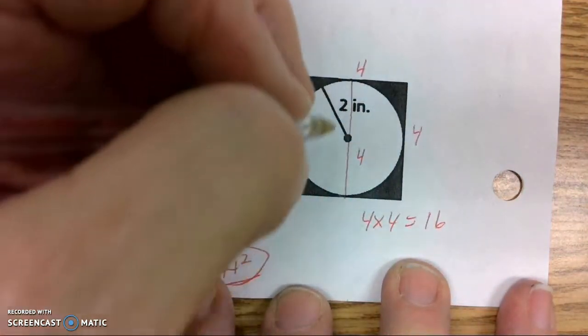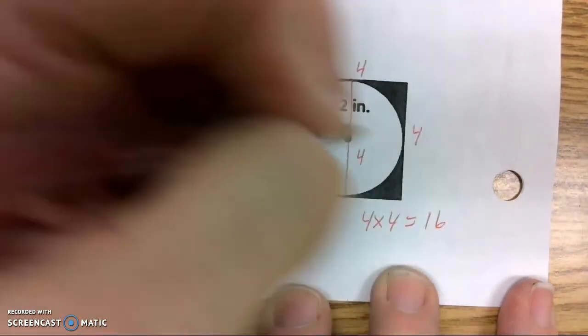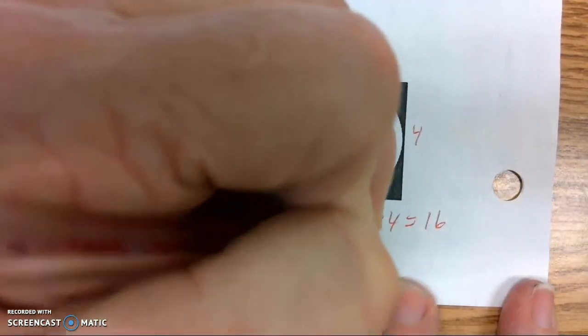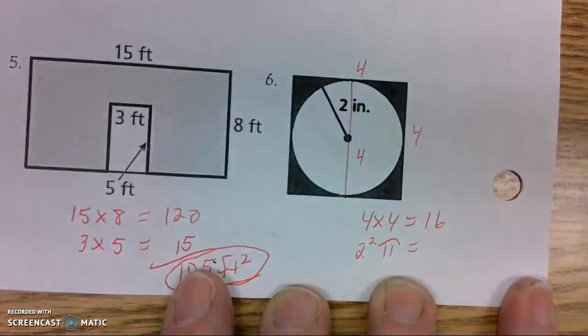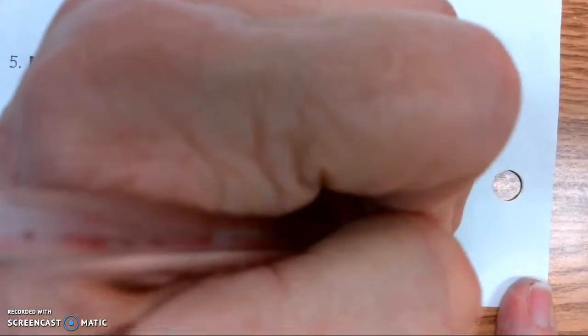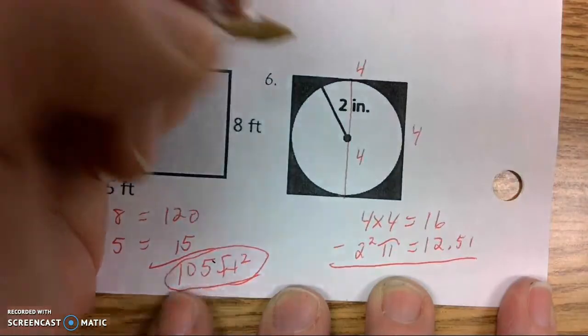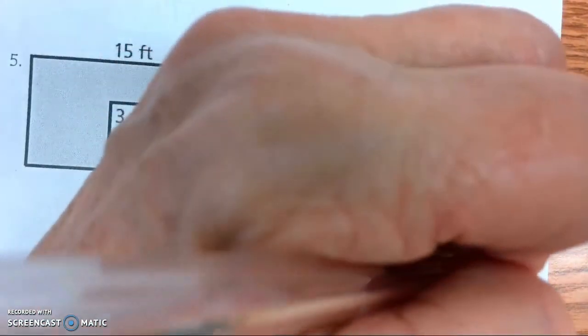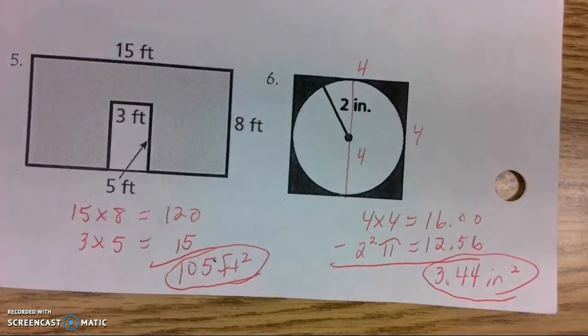Find the area of the circle. Now I need the radius. I just used the diameter to find the side. 2 squared times pi, and 2 squared times pi is 12.56. I'm going to subtract those, and when I subtract those, 3.44 inches squared. So again, I put together, I look at the shape, find the ones I know, add them.